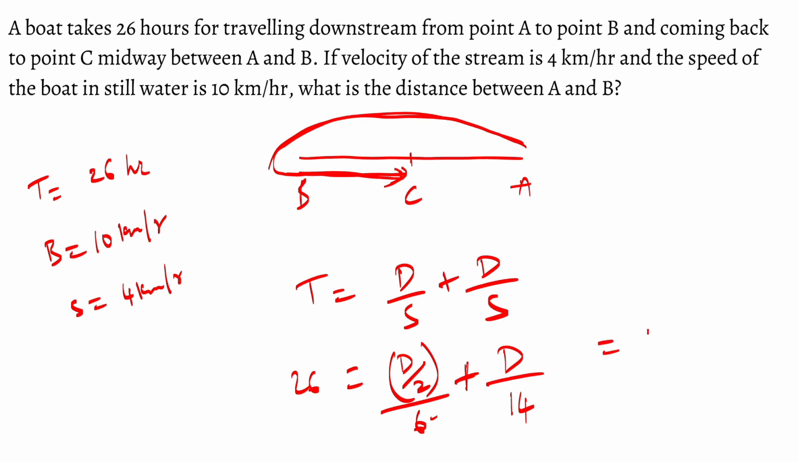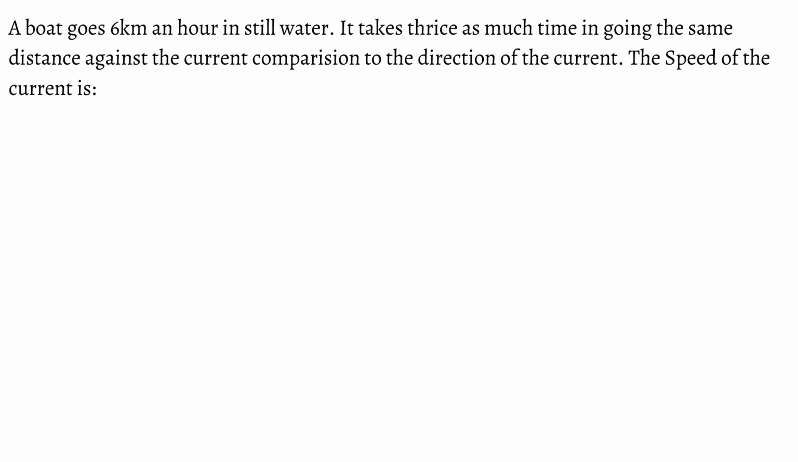So this will be 26 is equal to d by 12 plus d by 14, and take the LCM and simplify this. We will get d as 168 kilometers. So the distance between A and B is 168 kilometers.